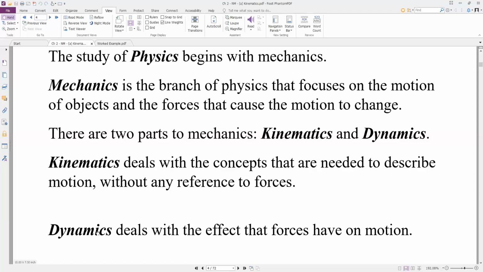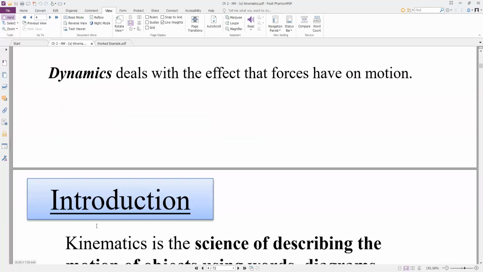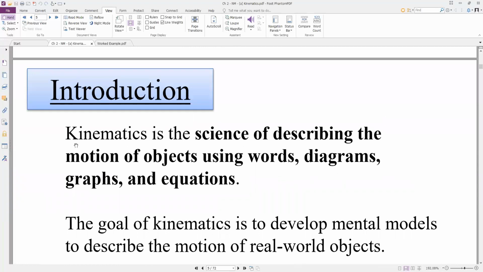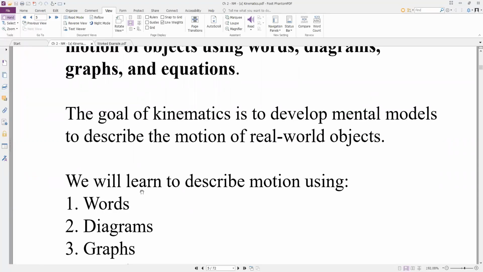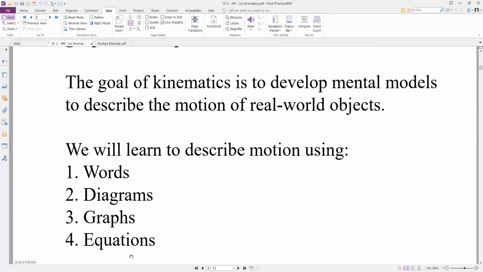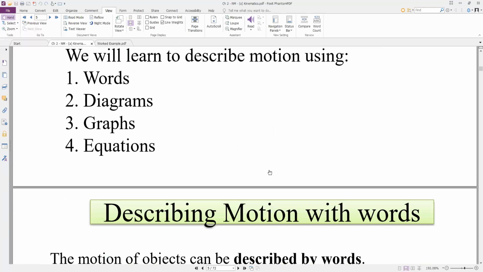Then we return back to the introduction. We know that before, kinematics is the science of describing the motion of objects using words, diagrams, graphs, and equations. The goal of kinematics is to develop mental models to describe the motions of real-world objects. We will learn to describe motions using words, diagrams, graphs, and equations. Words means explanations in words, diagrams means drawing the diagrams, and graphs with x-axis and y-axis, and then we'll go on to equations.